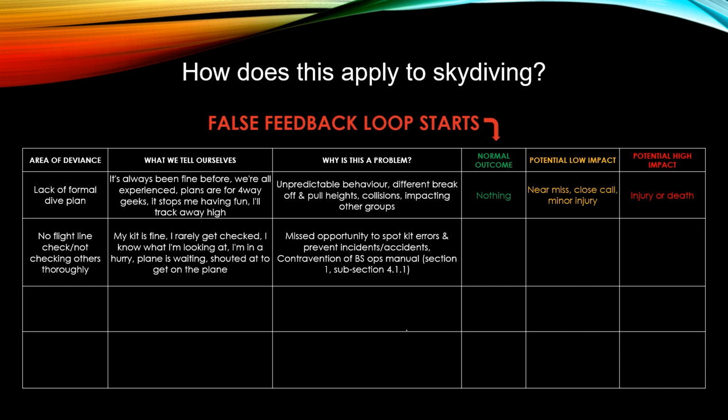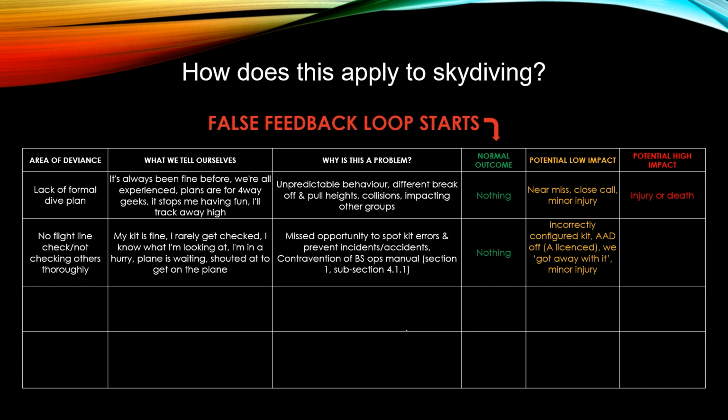So why is that a problem? It's a missed opportunity to spot kit errors. I've caught people on the plane with chest straps not done up, on the plane, with the door open. It prevents accidents and incidents. It's also in contravention of the ops manual. We are obliged to have flight line checks. So what's the normal outcome of no one checking your kit? Nothing. Doesn't matter, we got away with it. The false feedback loop is starting.